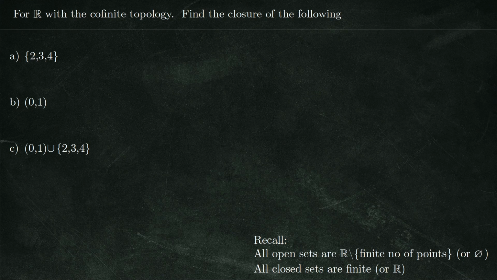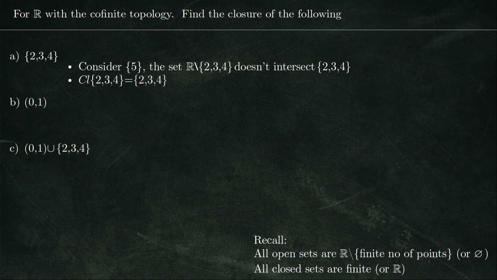So let's look at the first one, {2, 3, 4}. We know 2, 3, and 4 have to be in the closure. However, let's take any point not included here. So let's take the point 5. And we want to ask, is it true that all open sets containing 5 intersect with {2, 3, 4}? And the answer is no. So if we consider the set R complement {2, 3, 4}, this is an open set because it's R complement a finite number of points, and this doesn't intersect {2, 3, 4}, so therefore 5 is not in the closure. And this is true for any number except for 2, 3, and 4. So therefore the closure is just {2, 3, 4}.